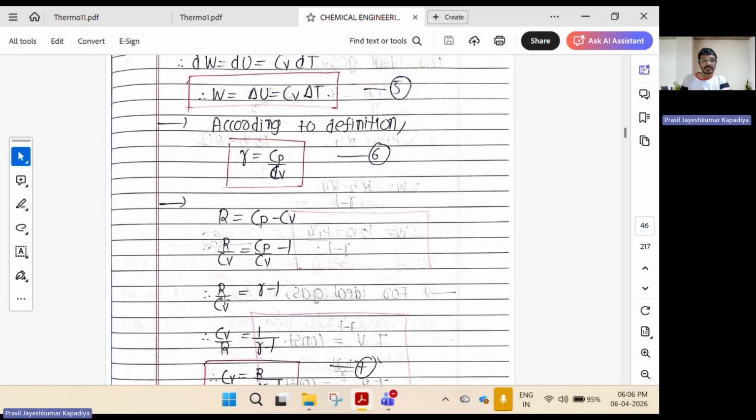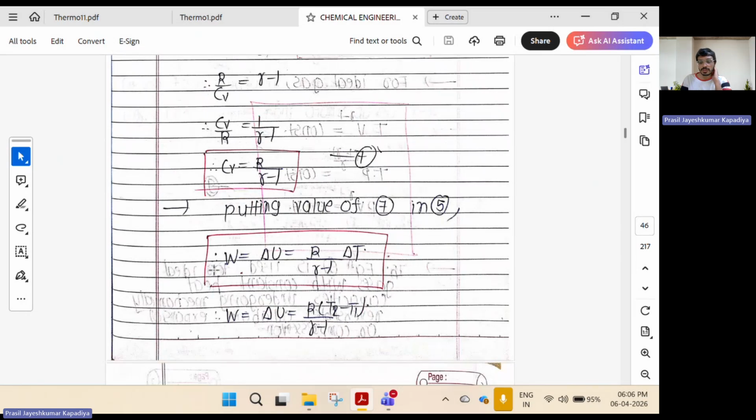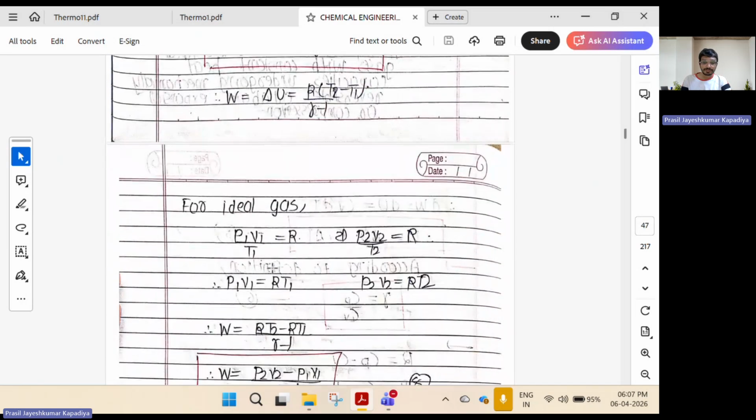So I can replace this Cv as R divided by gamma minus 1, and I can find W is equal to R divided by gamma minus 1 delta T, or R into T2 minus T1 divided by gamma minus 1, that is equal to W, that is equal to delta U. For adiabatic process, W is equal to delta U.